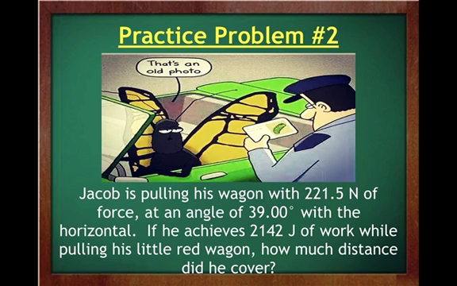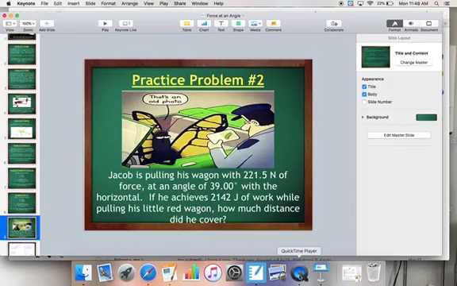All right, so let's move on to a second problem. In this one, this is where we're going to add in that angled force. So what we have here is Jacob pulling his wagon with 221.5 newtons of force at an angle of 39 degrees with the horizontal. If he achieves 2,142 joules of work while pulling his little red wagon, how much distance did he cover? Okay, so again, we've been given information here. We want to start by listing the information that we know.